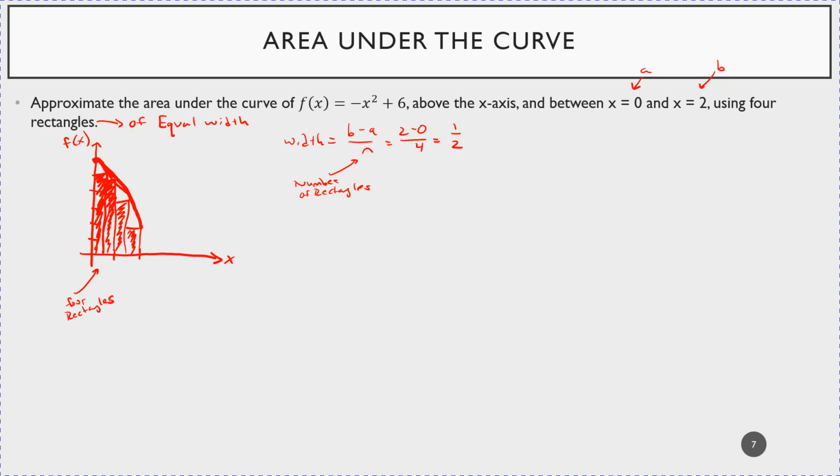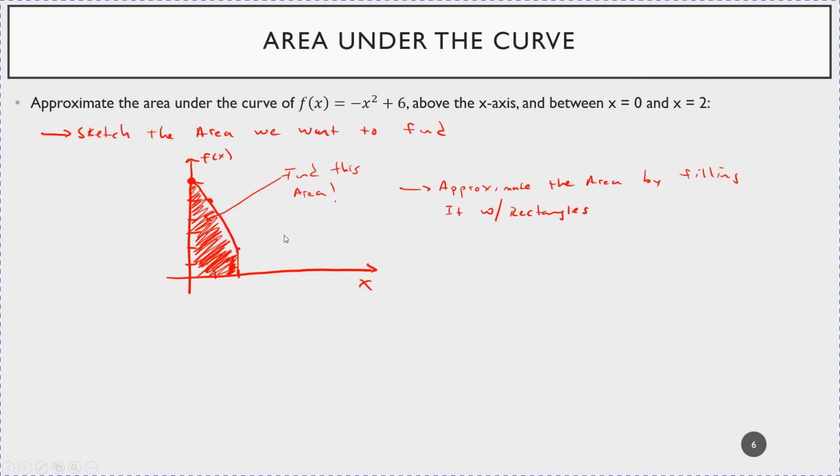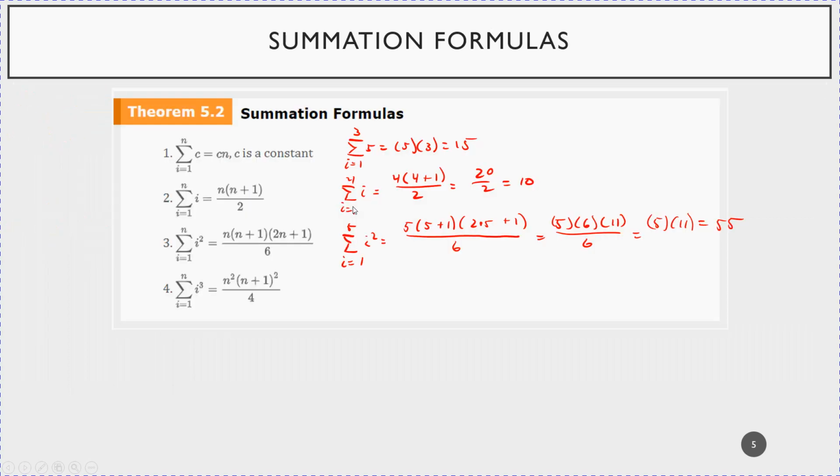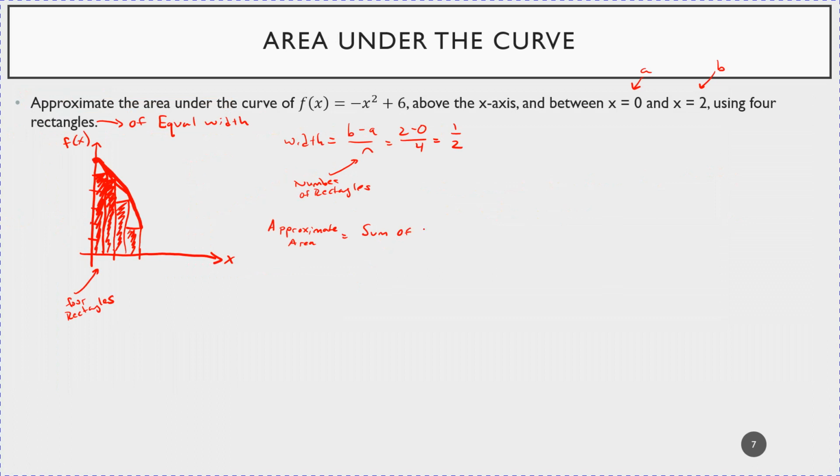And what you see here is, the approximate area is going to be equal to the sum, and we're going to use sigma notation here, of the areas of the rectangles. So how many rectangles do we have? We have 4 rectangles. So I'm going to start with i equals 1, the first rectangle, and sum to 4. And the area of the rectangles is given by the height times the width, or length times width. I'm going to put height.